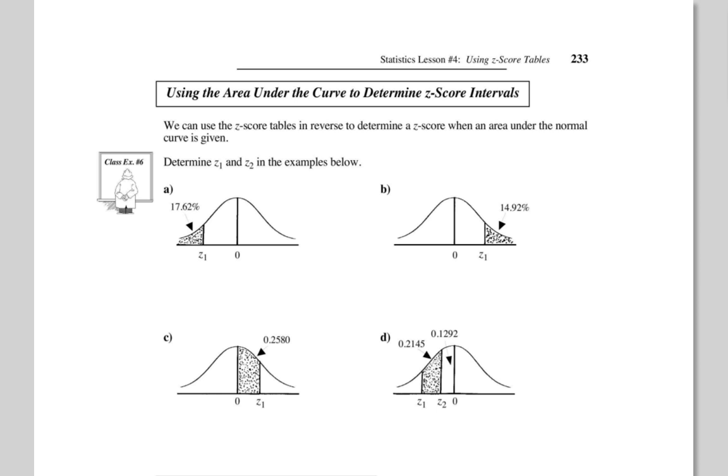Okay, we're going to continue on yesterday's lesson. We broke it into two parts. This is the same lesson, lesson 4, but we're at class example 6. We're just going to work backwards now. Now we're going to be giving you the percentages or the areas, and then you have to find the z-score. Okay?